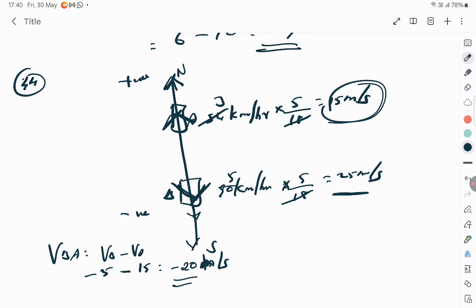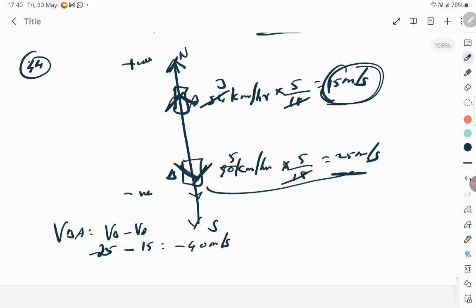B with respect to A, they're saying 25 minus 15. What did I say? I wrote it wrongly. I considered it as VB. VB is actually 25 and it's downward, so minus 25 minus 15. I'm sorry, I hope you understood. So therefore it is minus 40 meter per second.